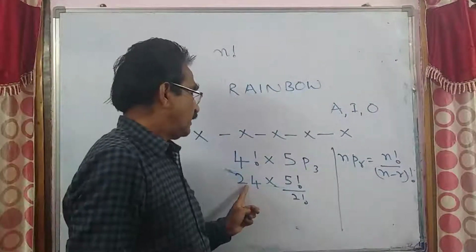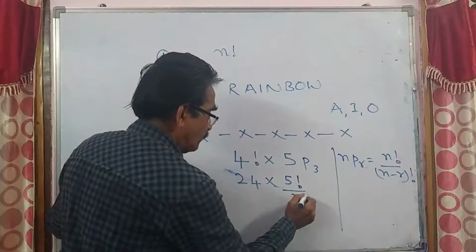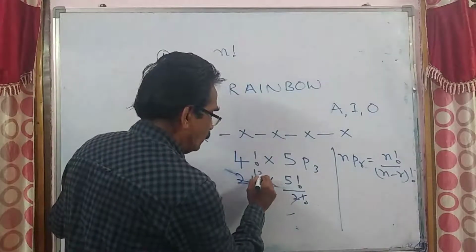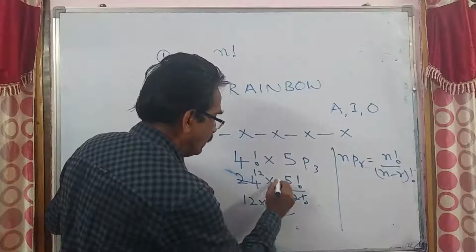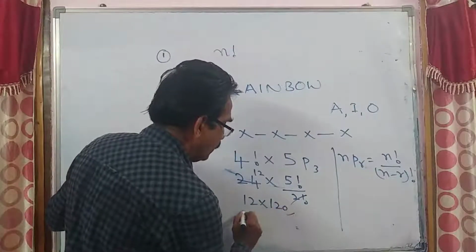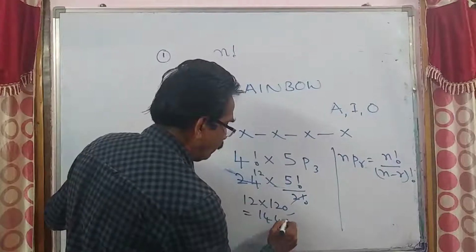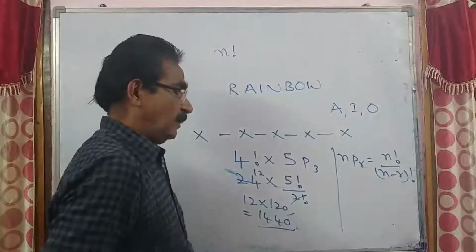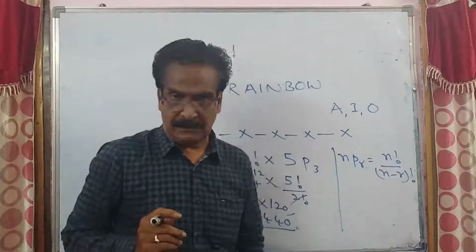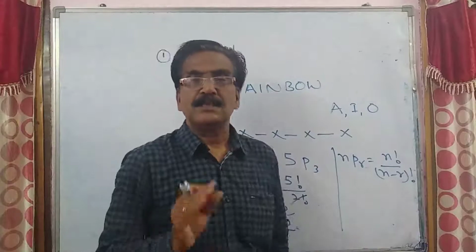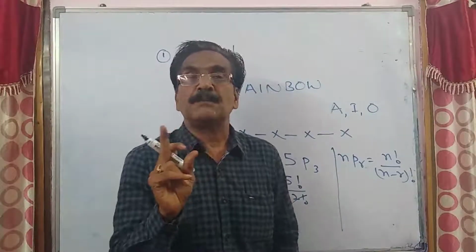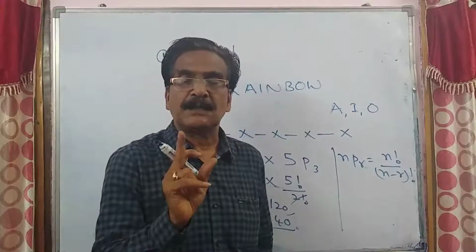So 24 into 5 factorial by 2 factorial, which is 120 by 2, that is 60. 24 into 60 is 1440 ways. So 1440 ways, no two vowels come together.